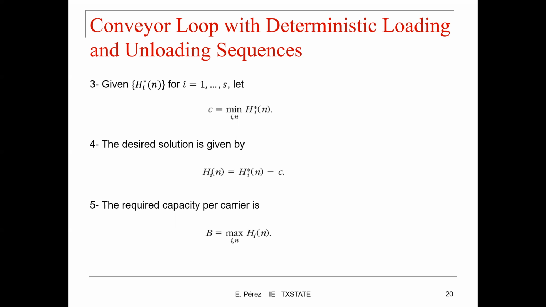And given this h_i star of n for i equals 1 up to s, we let c equal the minimum over i and n of h_i star of n. The desired solution is given by h_i of n equals h_i star of n minus c. And the required capacity per carrier in the conveyor is going to be equal to B, which is equal to the maximum over i and n of h_i of n.